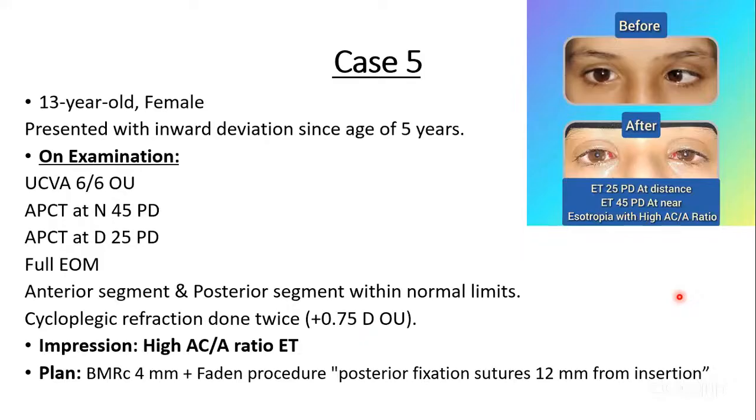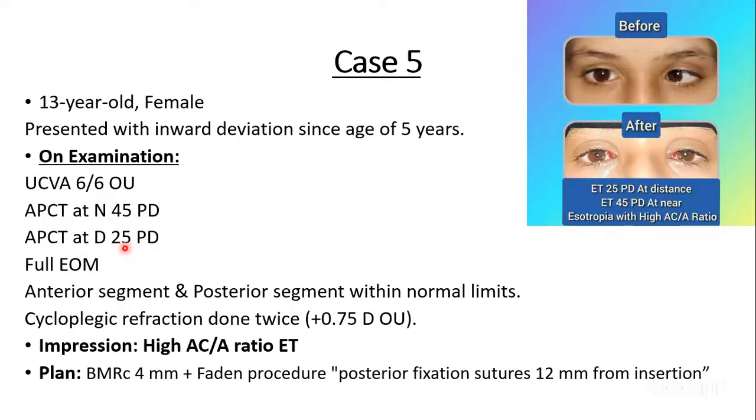What is the significance of the Faden procedure? If we do only the bilateral medial rectus recession, that will correct only a small angle. That is why we add the Faden. If you did only bilateral medial rectus recession and aimed for 25 only, then the patient will have residual esotropia at near of 20. If you aim for 45 prism diopter bilateral medial rectus recession to treat the 45, the patient will have consecutive exotropia of 20 prism diopter at distance.